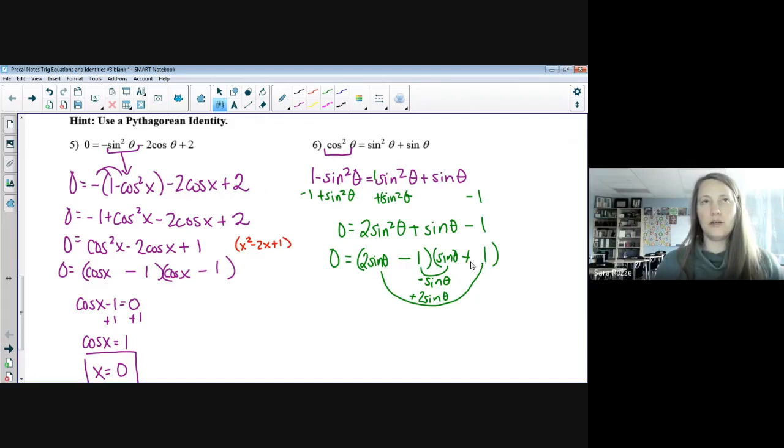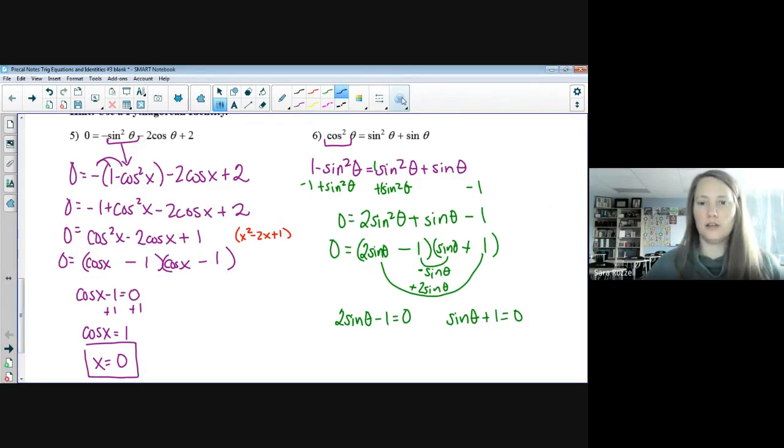Now we'll set both of those equal to 0 and solve them. Bet y'all can do this part. That's like the first lesson we did. You're good at those.